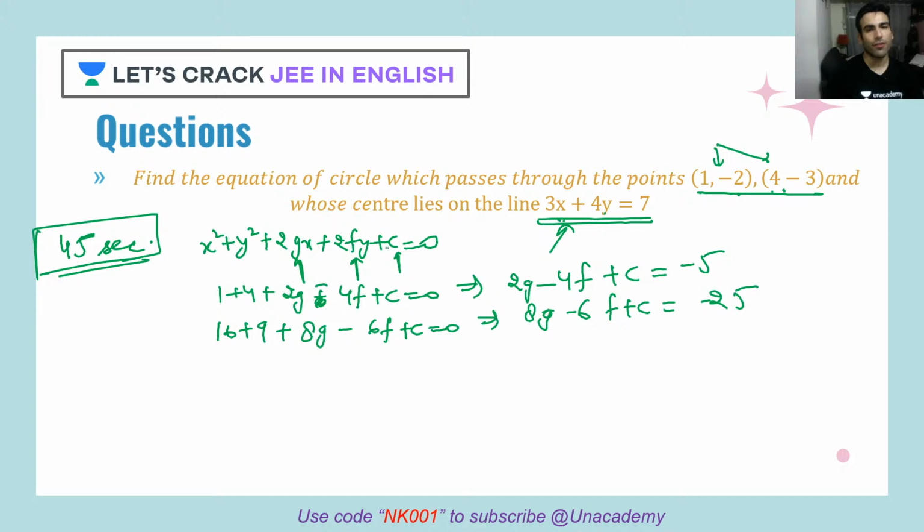Now, center lies on the line. When we have the general form, our center would be minus g and minus f, correct? So let's put it here. When we put it here, we see minus 3g minus 4f is equal to 7. So these are 3 equations.